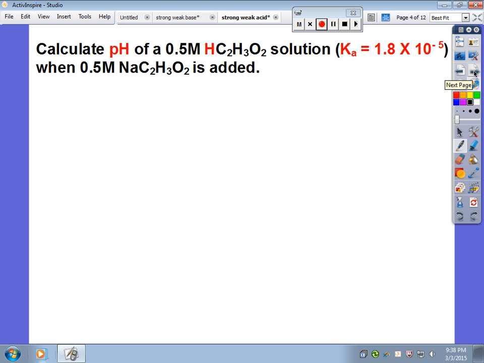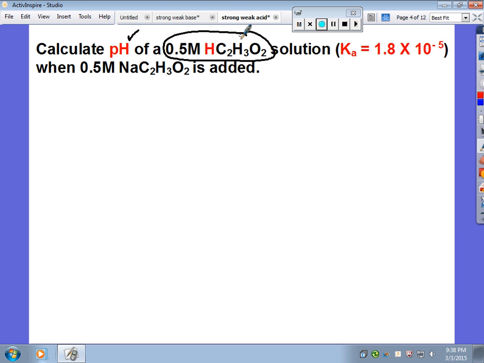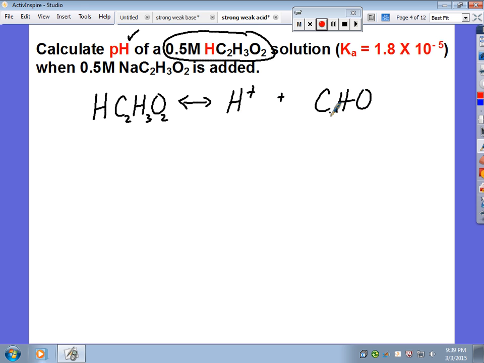So let's try another one, and then I'm done for this podcast. Find the pH of an HC2H3O2, so our hydrogen acetate, acetic acid solution, when you add this salt. So what do you know? You're trying to find pH, and you have this acid right here. Is it strong or weak? If you said weak, you're correct. So I'm going to go ahead and dissociate it. Acetic acid is going to dissociate, double arrow, into hydrogen ions and acetate ions.